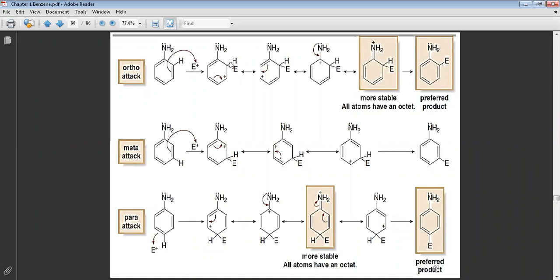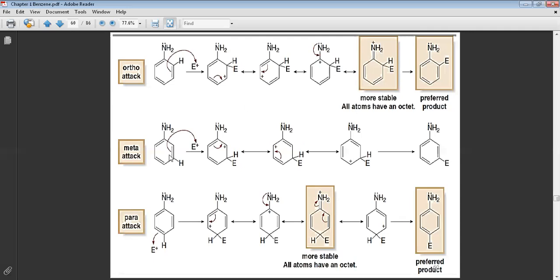Okay, 4 resonance structures. This will be more stable. Why more stable? Because all the atoms have an octet. All the carbon atoms, look, have an octet number. What does octet number mean? 4 bonds and no lone electrons. For this reason, do we have a carbocation here? No, we don't have a carbocation. That means this is more stable than the other.